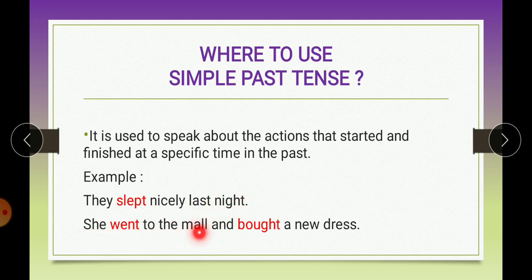She went to the mall and bought a new dress. So going to the mall and bringing a new dress, ये दो काम थे जो पहले करे जा चुके हैं. She went to the mall, वो मॉल गई और एक नई ड्रेस ले आई. So she went to the mall and bought a new dress. So words like slept, went, bought, they are what? Simple past tense.